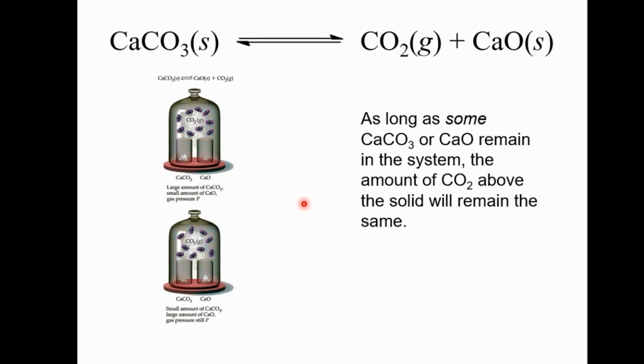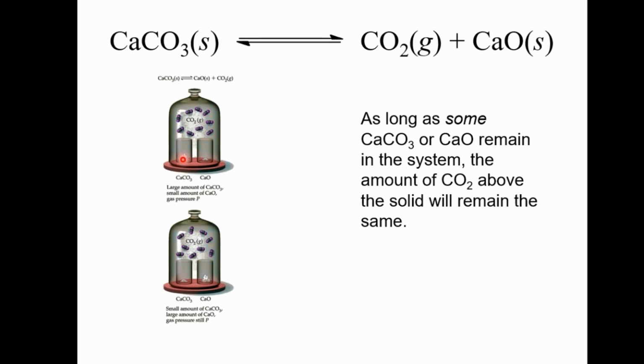Here's another famous example. Calcium carbonate, the solid, is in equilibrium with some CO2 forming some CaO. And it says as long as some of these 2 solids remain, the amount of CO2 above this solid will remain constant if we're at equilibrium. So here, this bell jar, perhaps they put some solid in, hooked it up to a vacuum, let it sit, and equilibrium comes established, and you see CO2 gas floating around in there.